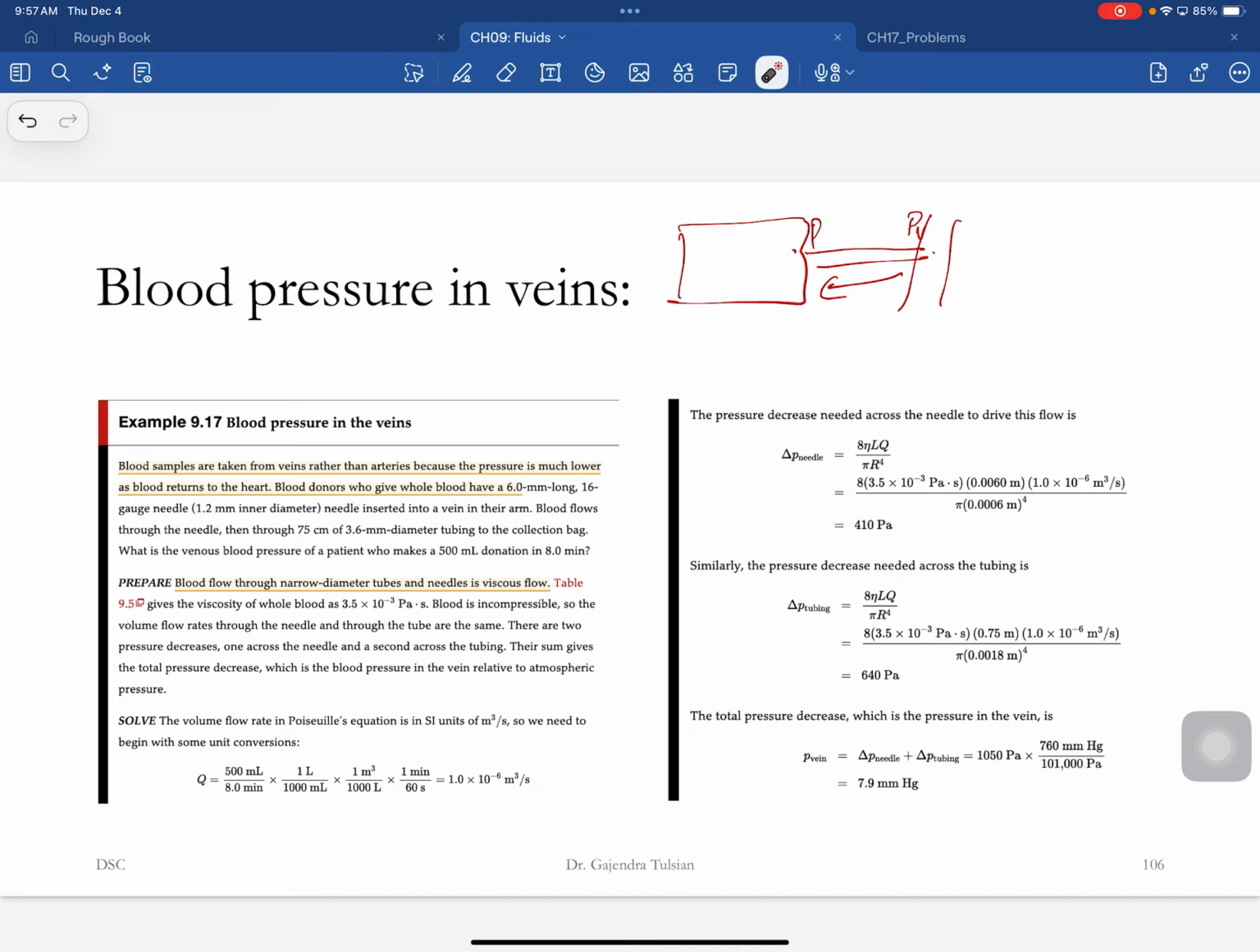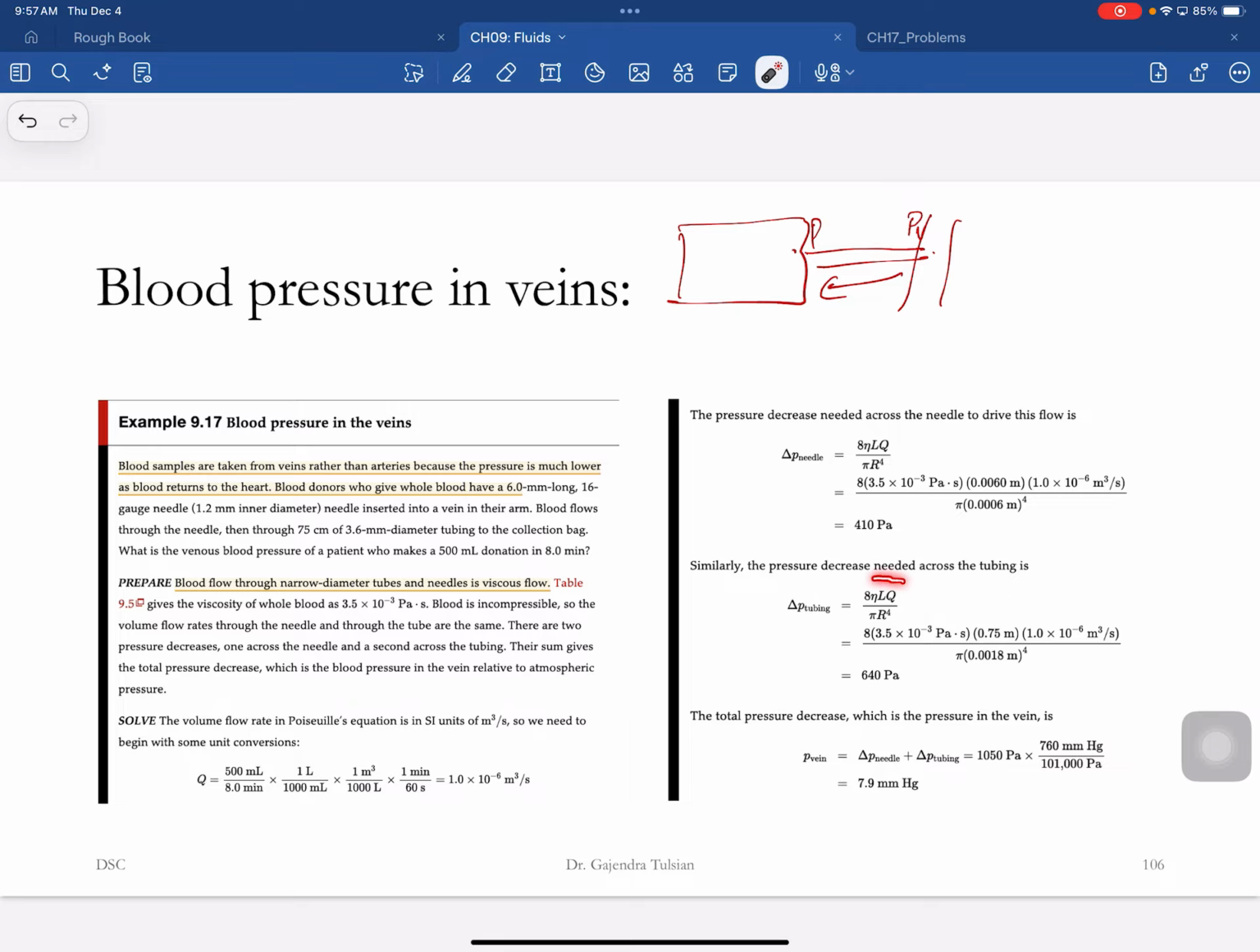So the pressure difference needed across the needle is, I've rearranged that other formula, that. There's the viscosity of the blood, there's the length of the needle, and this is the flow rate you want. And so the pressure difference across the needle that you need is 410 pascals.